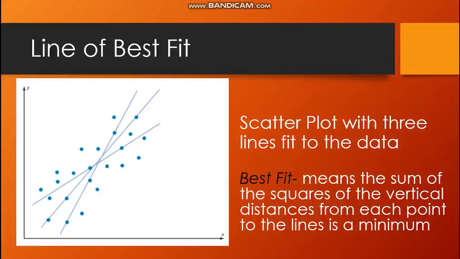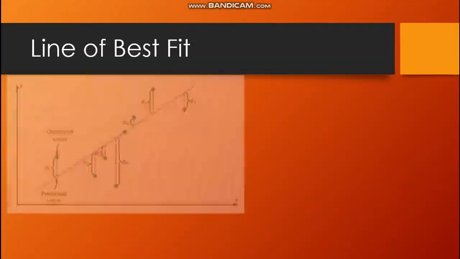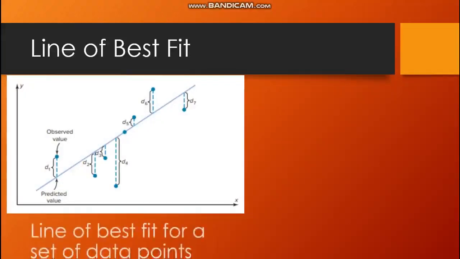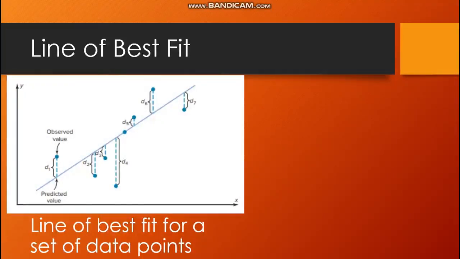Kasi we can draw any line na tatama dyan sa ilang points na yan, pero pag hindi minimum yung ating makukuhang sum of the squares of the vertical distances, hindi pa rin siya best fit. Okay? So, kailangan natin best fit. Now, to do that, kailangan alam natin yung vertical distances of each point doon sa ating best fit.